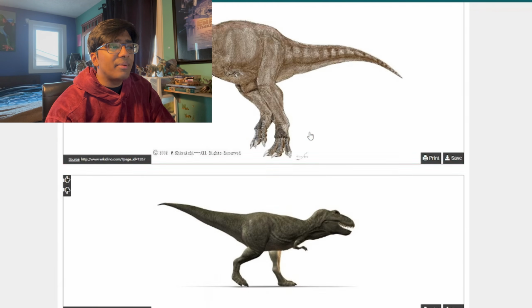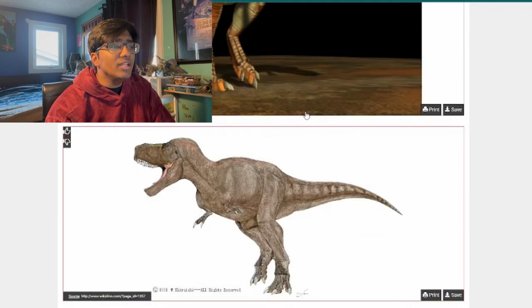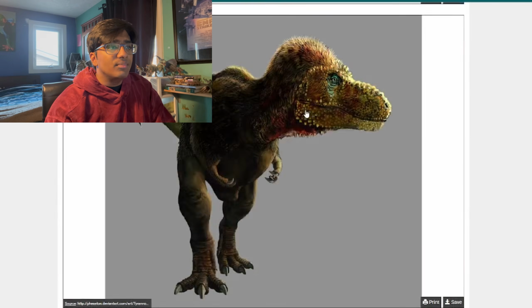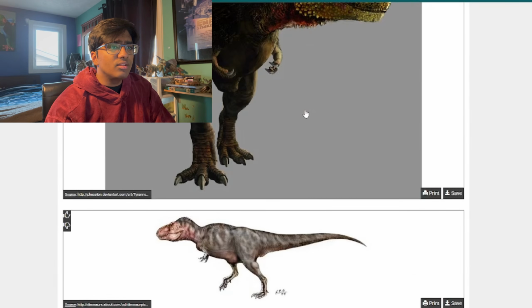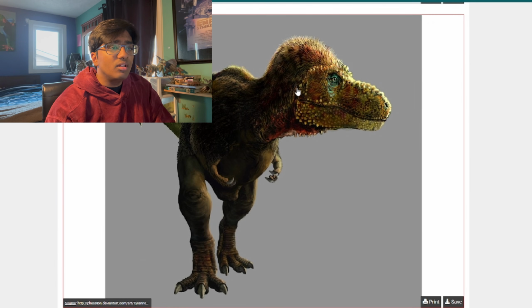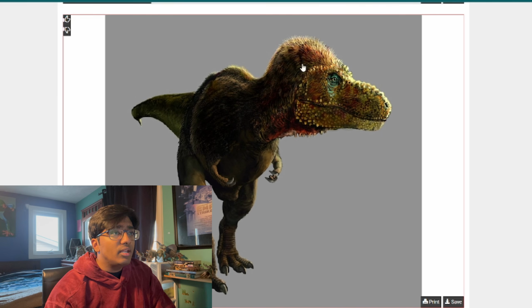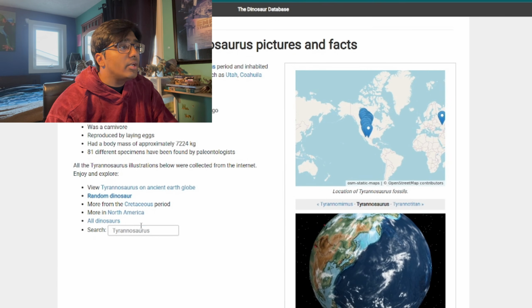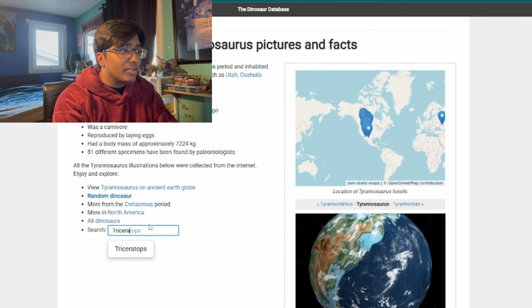None of these are from the past 5... these are all, like, before the All Yesterdays movie, except for this one. This is the closest to an accurate one we have here. And even then, it's got the 2010s partially feathered look. These are all really old images. Okay, so, what about Triceratops?